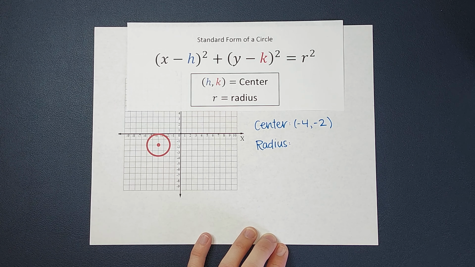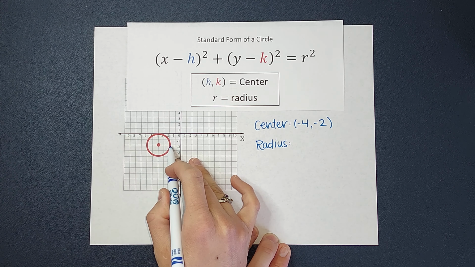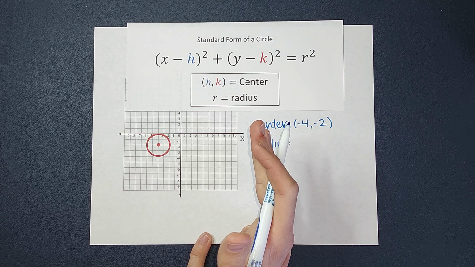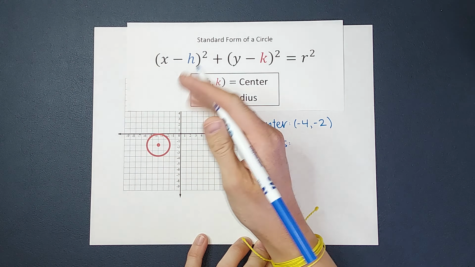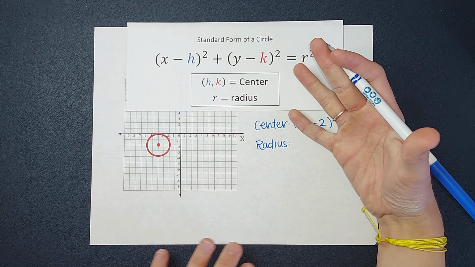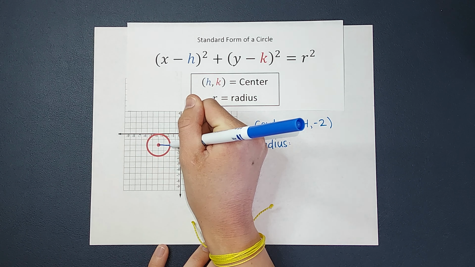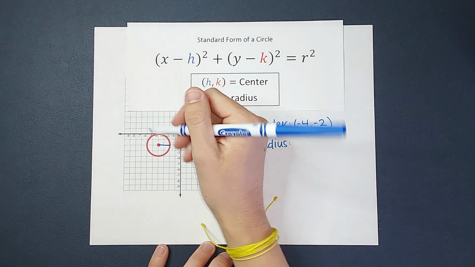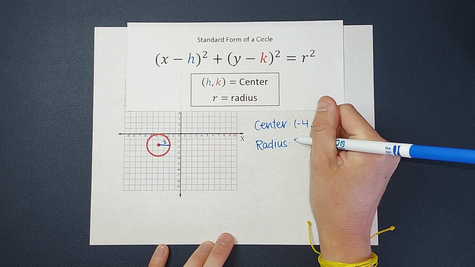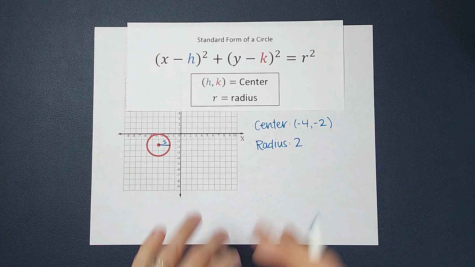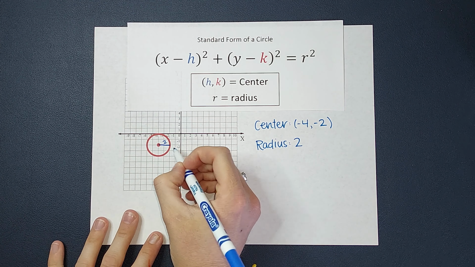Now my radius is the distance from the center to the edge of the circle, and it could be in any direction. But for our purposes, it's easiest if we just go flat, because then I can literally just count it. I can see that it's 1, 2. My radius is 2.